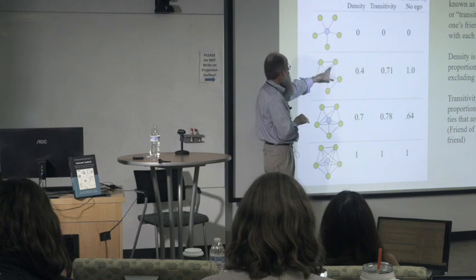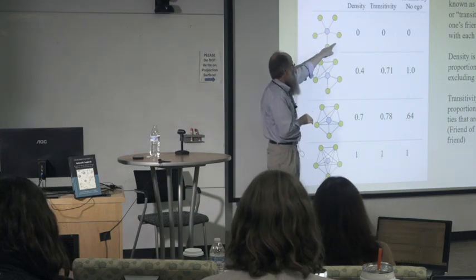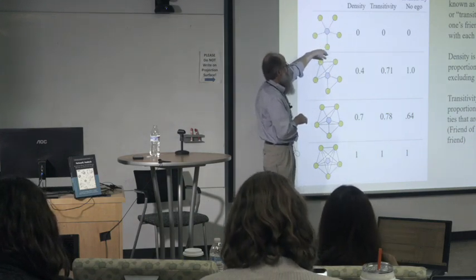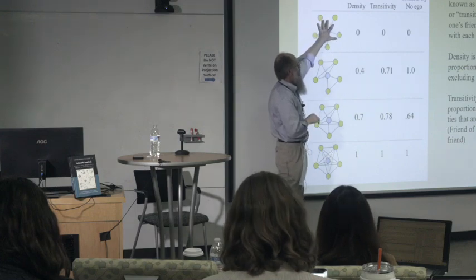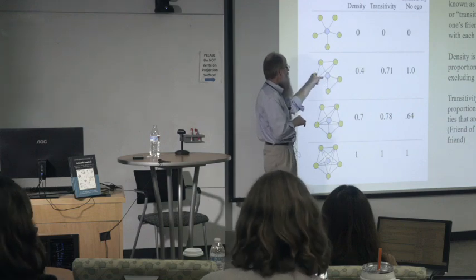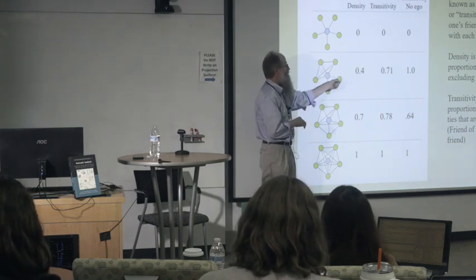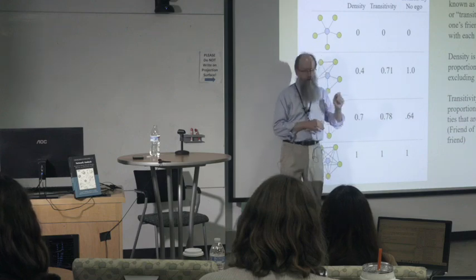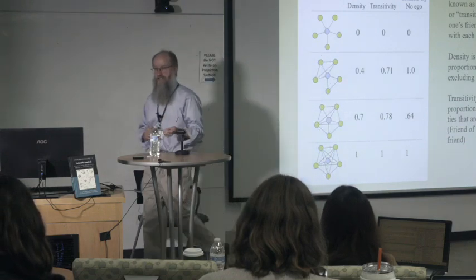Here you can imagine the ego has one person tied to all of their alters. In that case, there are no redundancies. The alters are not tied to each other. In this case, ego is tied to those same people, and some of them are also tied to each other. That creates transitivity: a friend of a friend is a friend, is a transitive tie.